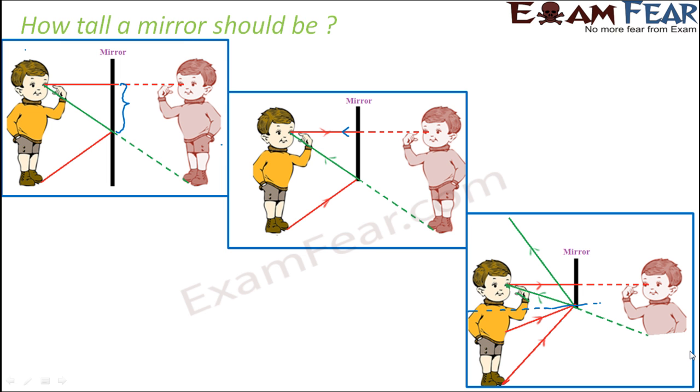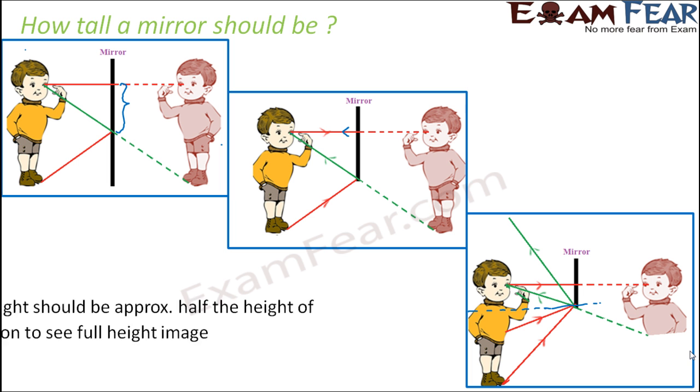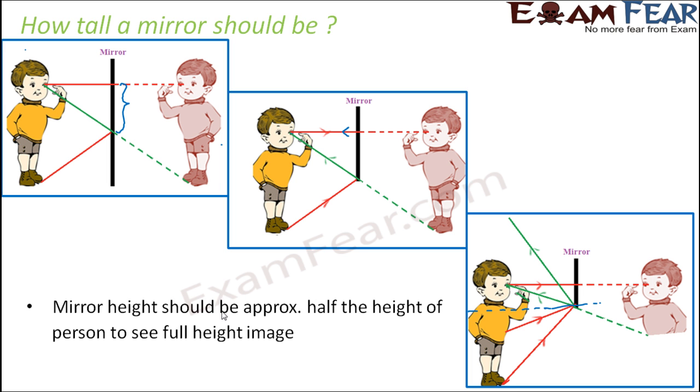So this is how we decide how much should be the height of the mirror. So we say that mirror height should be approximately half the height of the person to see a full size image, or to see the full height of the image. So I hope this is clear.